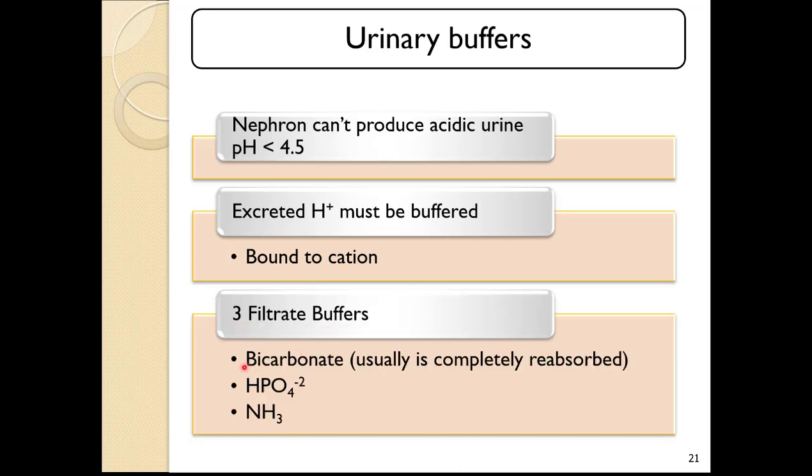and there are really three buffers that are used. The first one we just talked about is bicarbonate, but the problem with bicarbonate is that we pull almost all of it out of the filtrate. Almost all of it winds up back in the blood. And so instead there are two other buffers. This is hydrogen phosphate, which can be used to buffer the hydrogen, or we can use ammonia to buffer the hydrogen, and then it just becomes ammonium, which would be NH4 plus. But this is also why your urine kind of smells, is because of this ammonia. But these are both buffers that are commonly used to keep your urine from becoming too acidic.